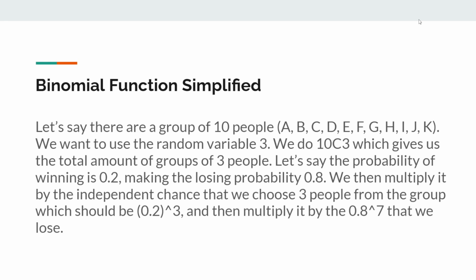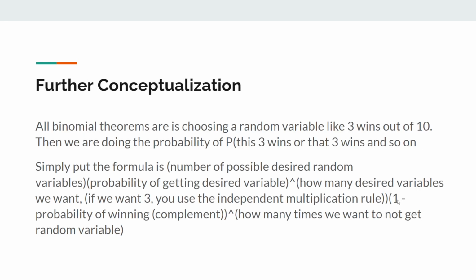So I explained this here. Let's say there's a group of 10 people. We want to use a random variable 3. We use 10 choose 3, which gives the total number of groups of 3 people that can be arranged. So basically, it calculates all the ways that 3 people can like candy here. There can't be any other ways, because this calculates all the possibilities. And we multiply it by the independent chance that we choose 3 people from the group, and we multiply by 0.8 to the 7th to lock in that the other 7 people lose or don't fit into the random variable.